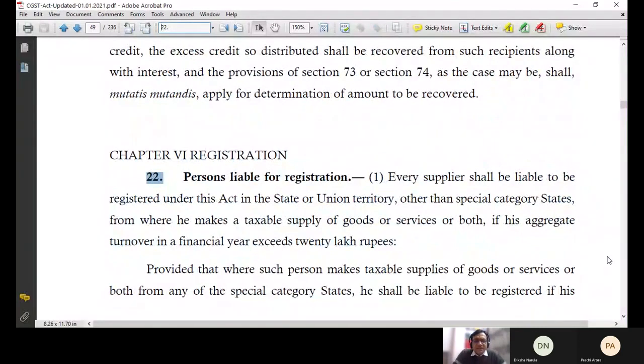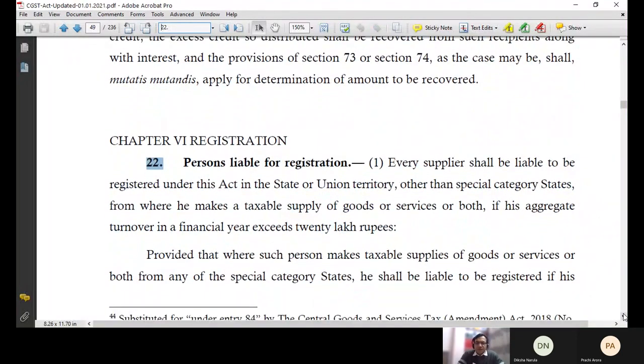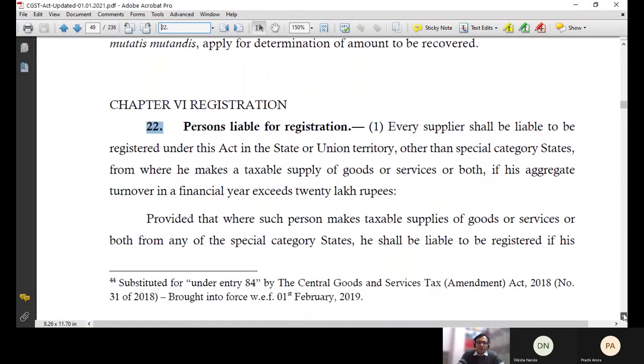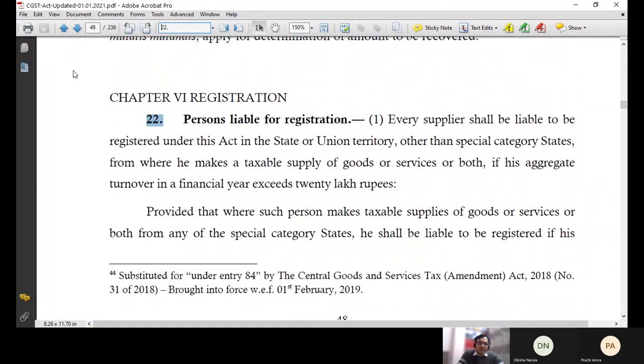This is my CGST Act. I hope it is visible. You please tell me if it is not visible, otherwise I am assuming that it is clearly visible to you, including the font size. Chapter 6 of the CGST Act.